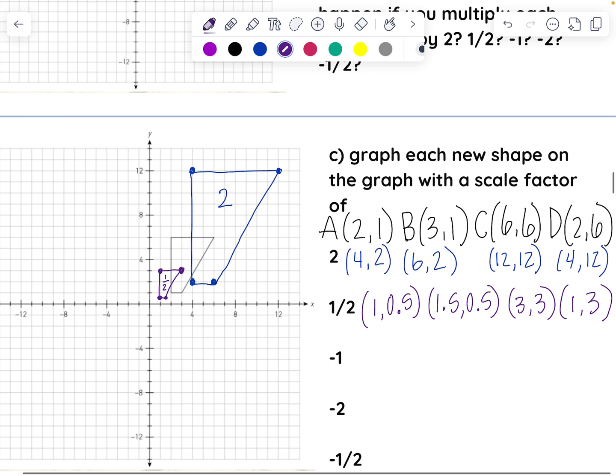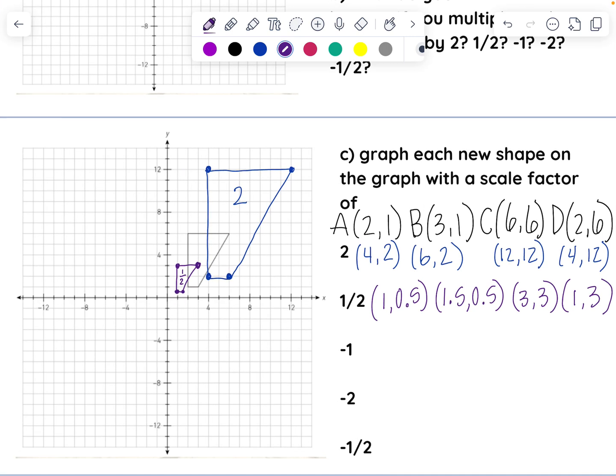Now, if you've noticed, the shape got smaller. When we multiplied everything by 1/2, the shape got smaller. Now we're going to do the same thing with -1. Going back up to our A, B, C, D, our original coordinates.